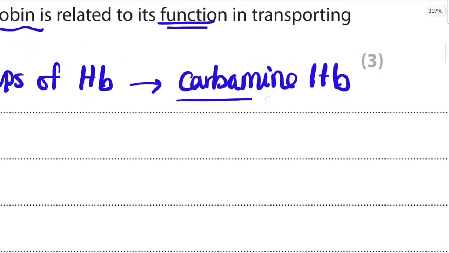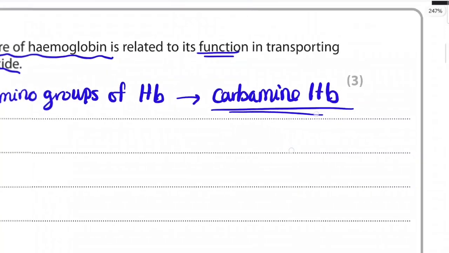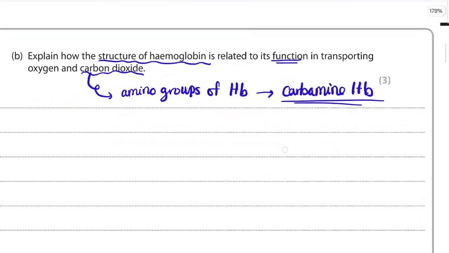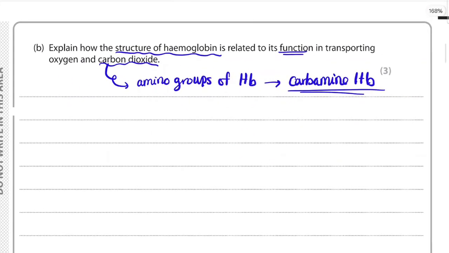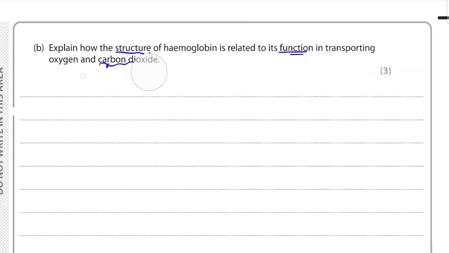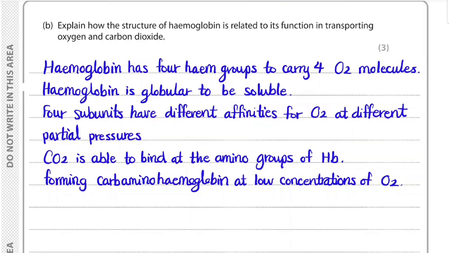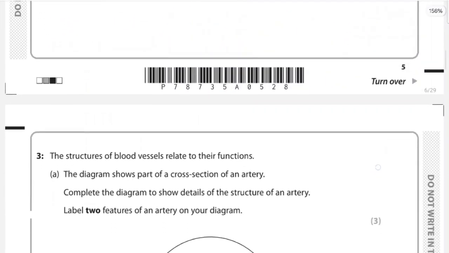We can also say that this carbamino hemoglobin is formed at low concentrations of oxygen, where the relation is kind of inversely proportional. If the carbamino hemoglobin is formed, this means that we are at low concentrations of oxygen, and when it's dissociated, this means we are at high concentrations of oxygen. So let's write our answer in 2 words. And now let's move to the next question.